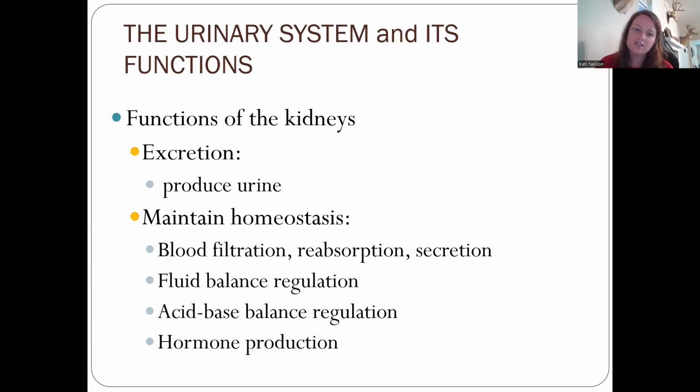So the functions of the kidneys: excretion, right? So produce urine, maintain homeostasis, so that happy place, blood filtration, reabsorption, secretion, fluid balance regulation, and then acid base balance regulation. Again, this is going to have to do with that loop of Henle, all the different connections. And then we just talked about hormone production as well.